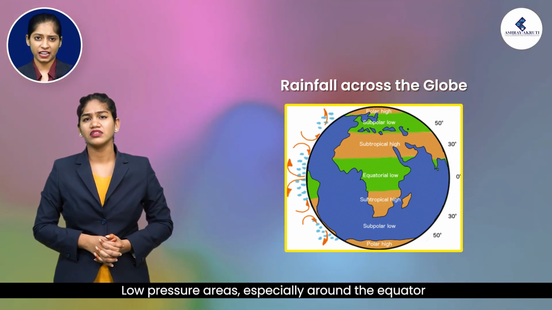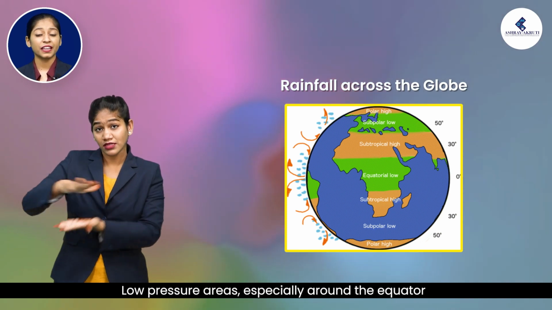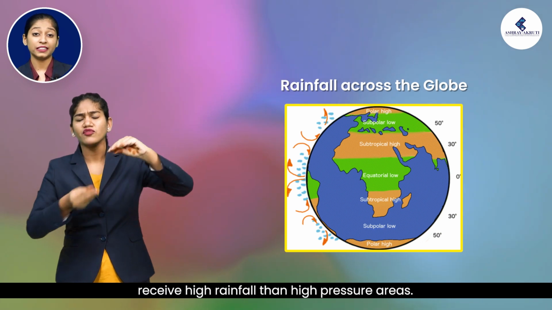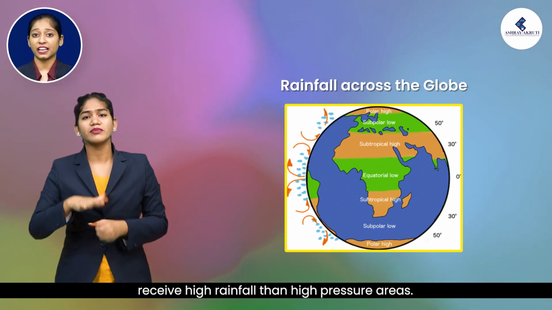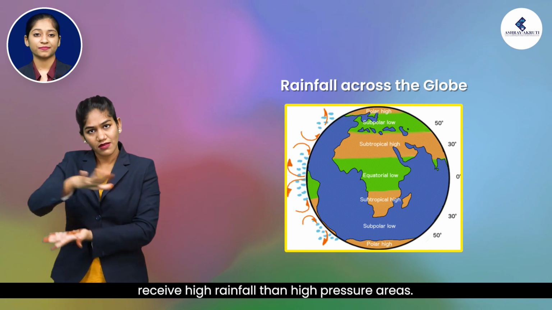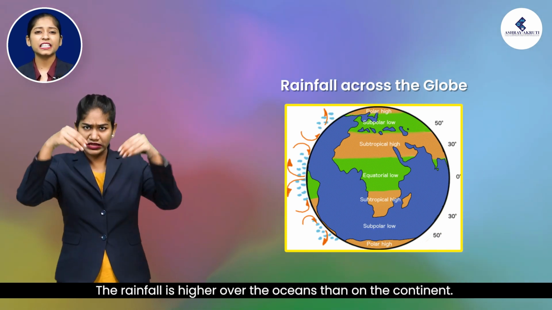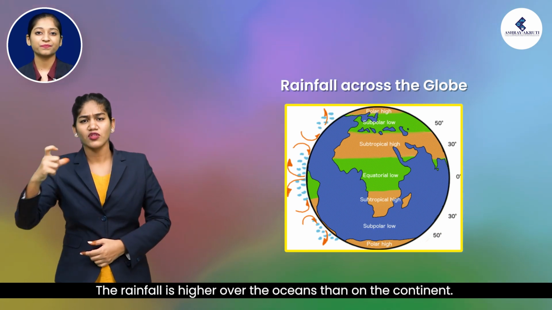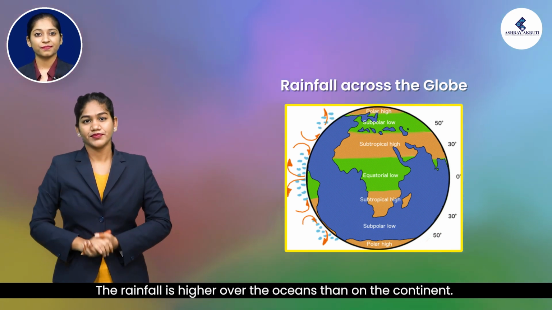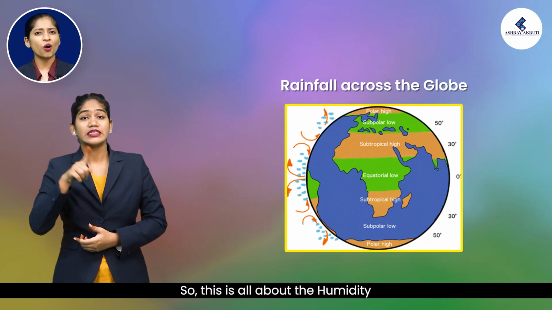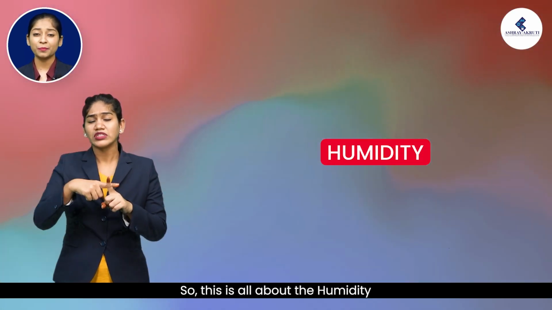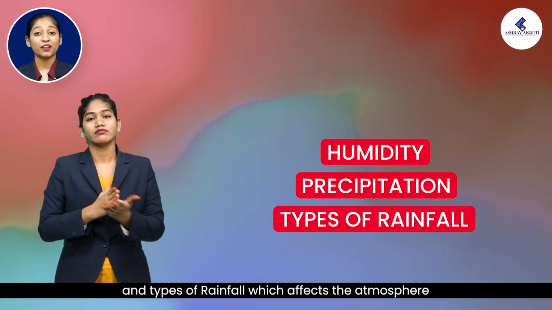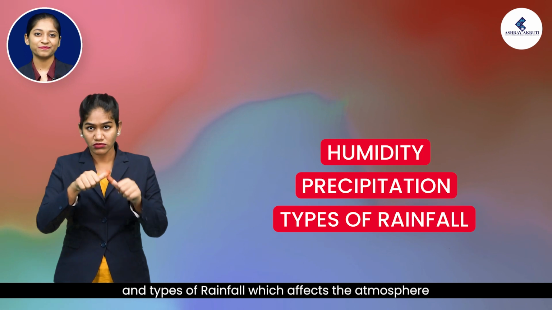Low pressure areas, especially around the equator, receive higher rainfall than high pressure areas. The rainfall is higher over the oceans than on the continents. So, this is all about the humidity, precipitation, and types of rainfall which affect the atmosphere.